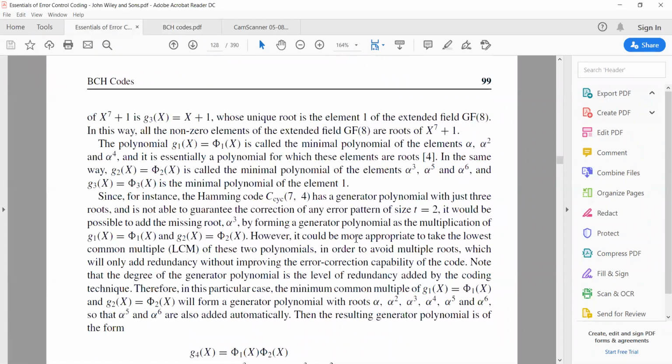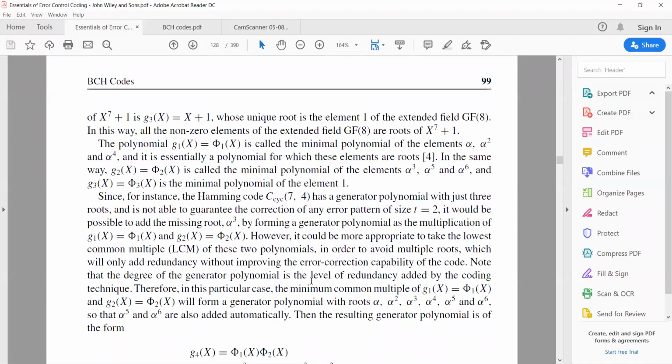However, it could be more appropriate to take the lowest common multiple, that is LCM, of these two polynomials in order to avoid multiple roots. Multiple roots means redundant roots. So that's why we can take LCM, otherwise it will only add redundancy without improving the error correcting capability of the code.